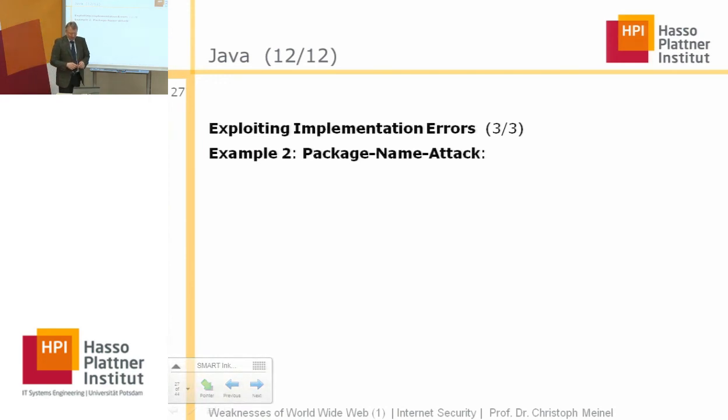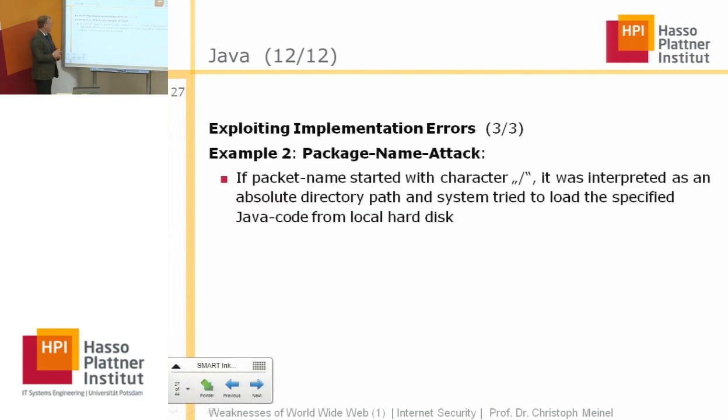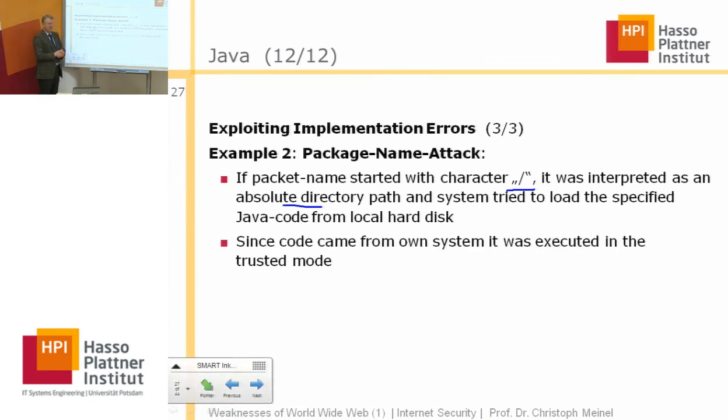A second example of such exploiting of implementation errors is the so-called package name attack. Here the idea is that if a package name started with the character /, it was interpreted as an absolute directory path. And the system tried to load the specified Java code from the local hard disk. And since the code came from the own system, it was executed in the trusted mode.